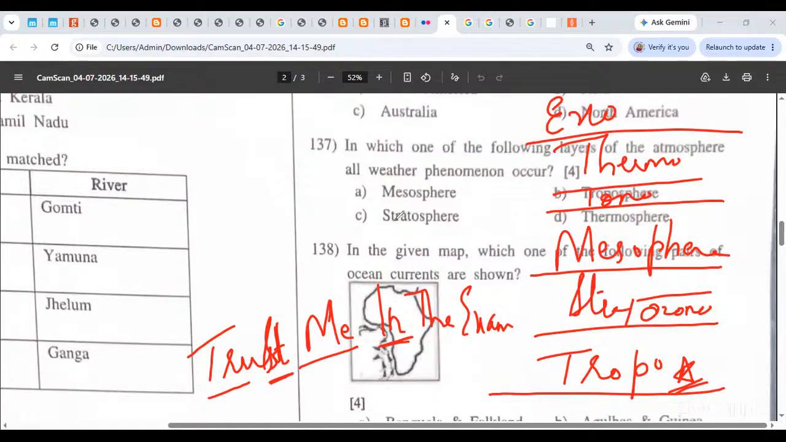So troposphere, because of the presence of water vapor and dust, clearly whatever weather phenomena are going to occur will occur in this particular layer. Okay, that is going to be the troposphere.